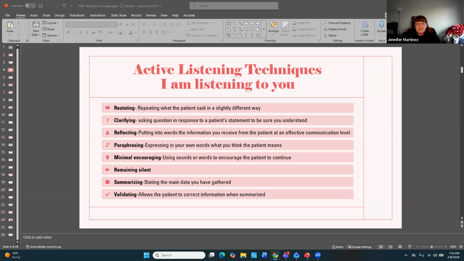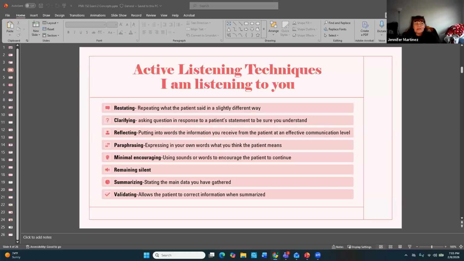Reflecting is putting into words the information you're receiving from the client at an effective communication level. I'm trying to remember the example from the book. The example from the book here is tired of, what is it? Sick of healthcare providers. I don't remember exactly. I'm sick of healthcare providers and not getting any answers or something along those lines. And so an effective way to reflect that would be, you're upset with the lack of answers that you're getting from your healthcare providers.